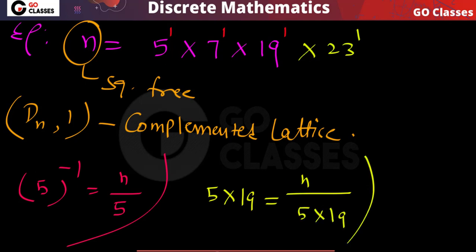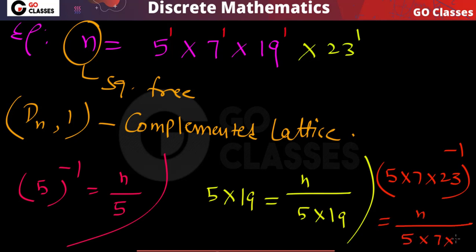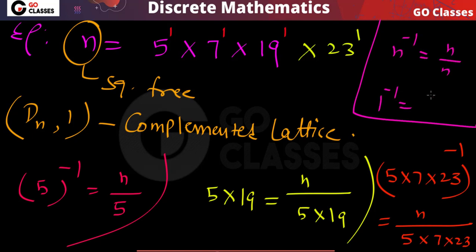And if I ask you the complement of 5 multiplied by 7 multiplied by 23, that will be n divided by 5 multiplied by 7 multiplied by 23. Okay, so this is the idea. The complement of n will be n divided by n, and the complement of 1 will be n divided by 1. So when n is square free, this is the result.